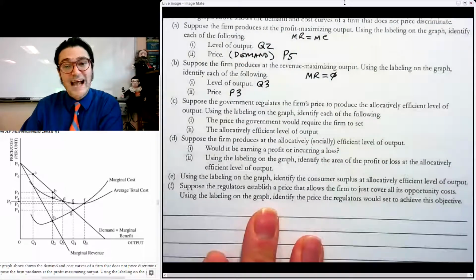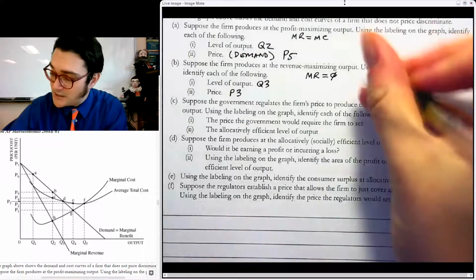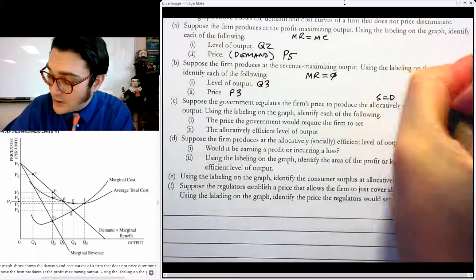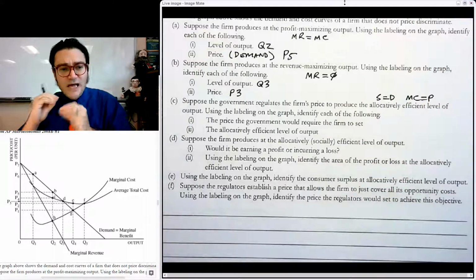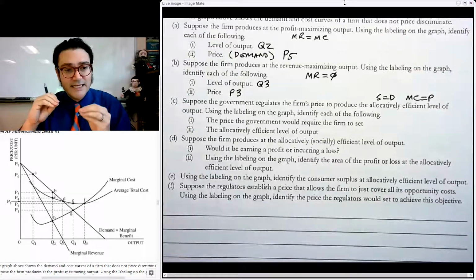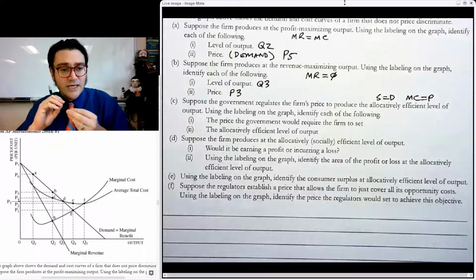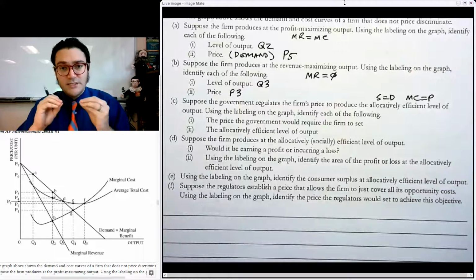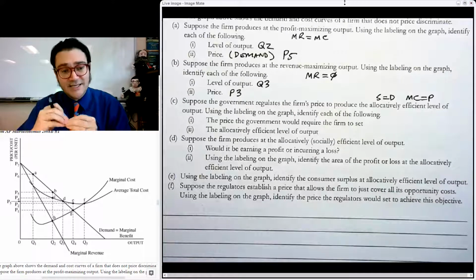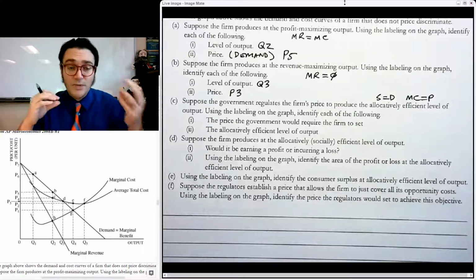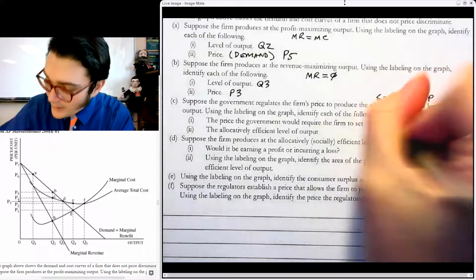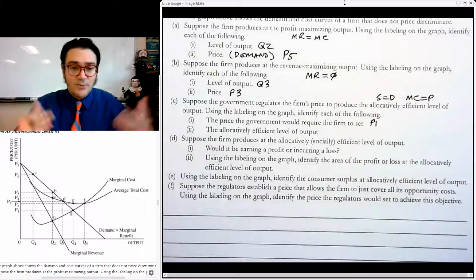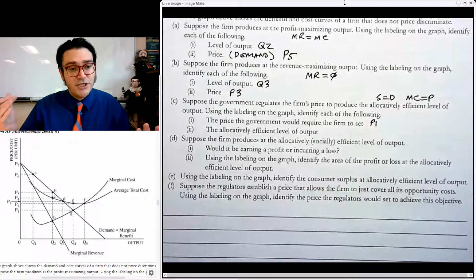Okay, so now it says, suppose the government regulates the price to produce the allocatively efficient level of output. And so we know that's where supply equals demand, or marginal cost equals the price. And so we're going to find where that is. We look for marginal cost and demand, or the price, and we see that that's going to occur at point G. And so now what's the price that they're going to have to set in order to get to point G? It'll be P1, the price that goes along with point G. And then it says the allocatively efficient level of output. Well, that's just whatever quantity goes with point G, so that's Q4.